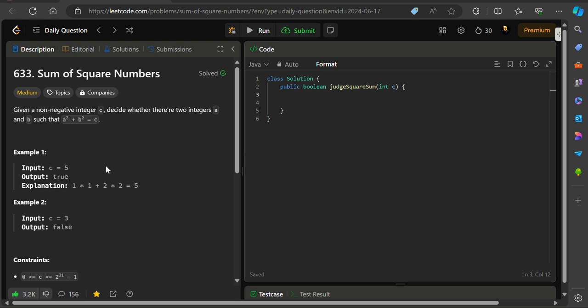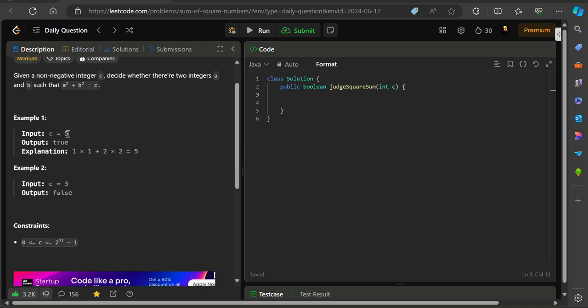In the first one, we have c equals to 5, and we can arrive at c equals to 5 if we take a equals to 1 and b equals to 2. So 1 square plus 2 square equals to 1 plus 4, that is 5. So yes, c can be arrived, so we will return a true.